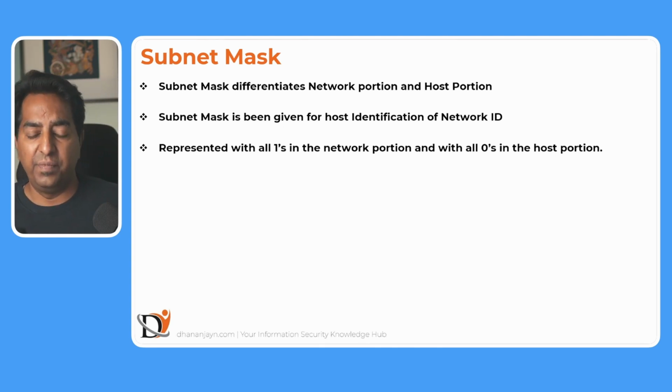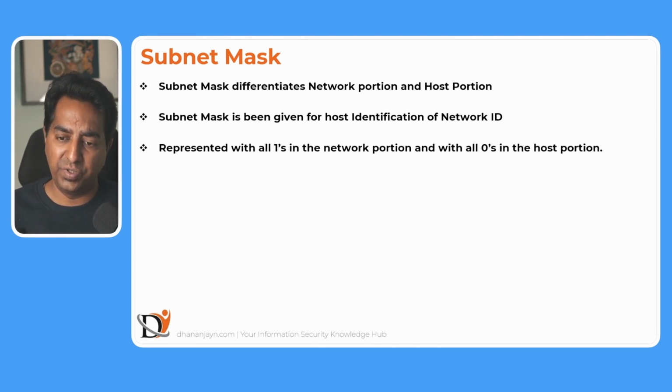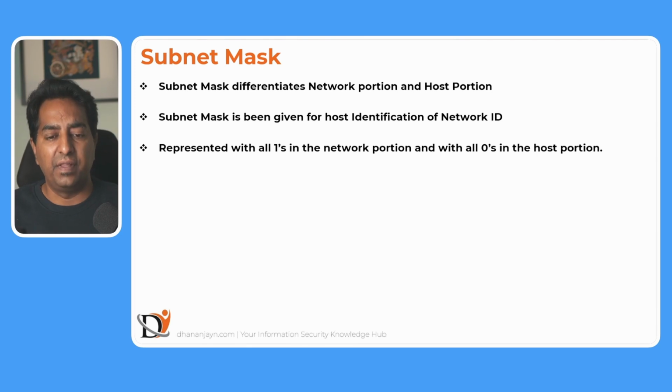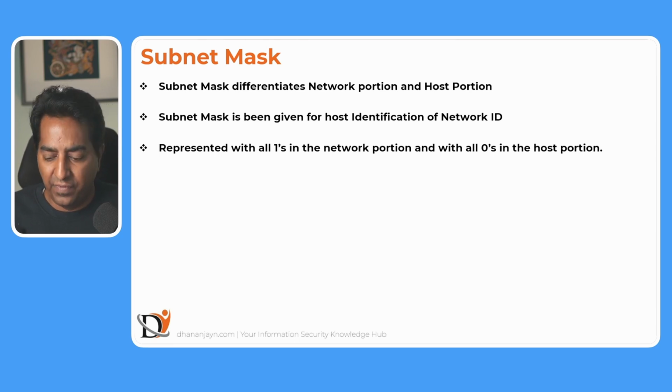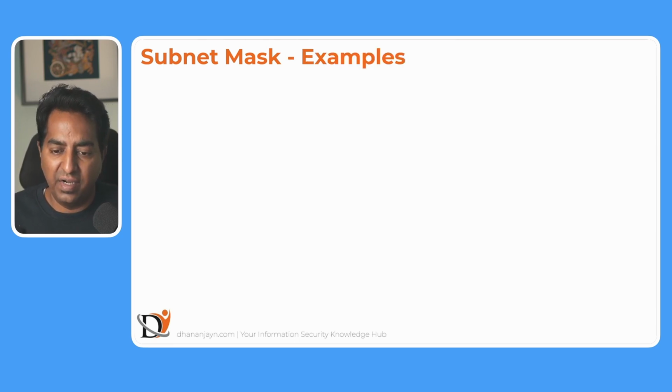The first one is subnet mask differentiates network portion and host portion. Then subnet mask is given for host identification of a network ID. And finally, it is represented with all ones in the network portion and with all zeros in the host portion. So this is a little difficult to understand. Let me show you with the help of an example.